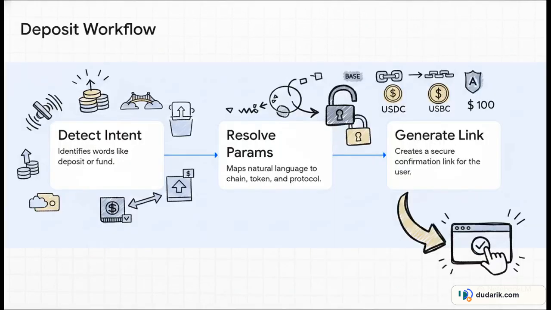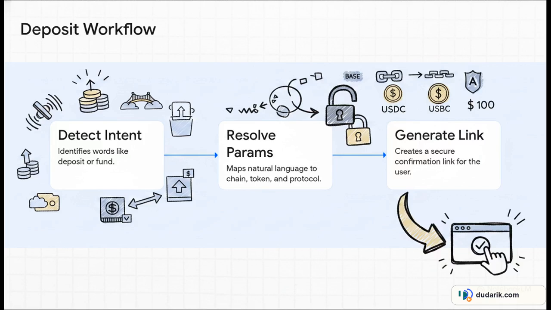Here is how the magic happens behind the scenes. Step 1. The skill triggers because it detects your intent. It picks up on keywords like deposit, fund, bridge, or top-up. Step 2 is where the heavy lifting happens. The agent resolves your natural language into specific, actionable parameters. It knows Base's chain ID 8453, it grabs the correct USDC token contract, locates the Aave protocol, and sets the exact amount to $100.